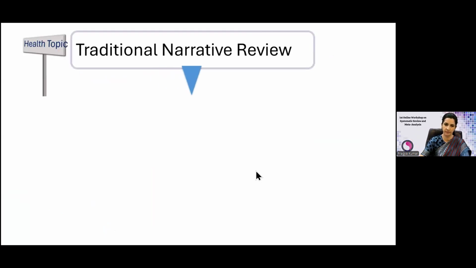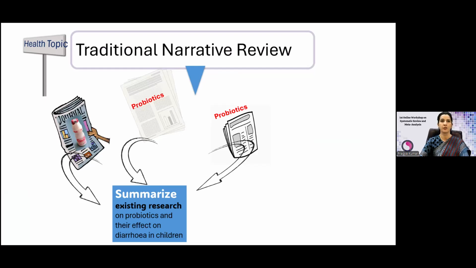So if you start with a traditional narrative review process, what will happen? You summarize the existing research. So you see the journal, you see the thesis, you see the newspaper clips or the articles, and you summarize the existing research on the probiotics and their effect on diarrhea in children. But in this case, you will present the specific finding which you like, because it's the synthesis, and there is researcher bias in case of a narrative review.